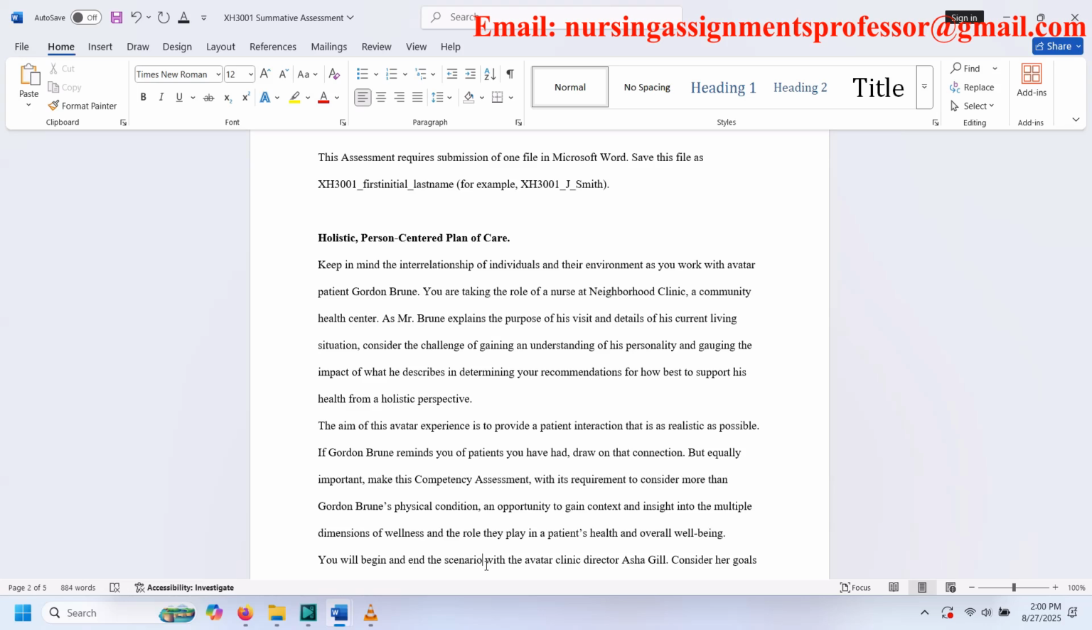The aim of this avatar experience is to provide a patient interaction that is as realistic as possible. If Gordon Brune reminds you of patients you have had, draw on that connection. But equally important, make this competency assessment, with its requirement to consider more than Gordon Brune's physical condition, an opportunity to gain context and insight into the multiple dimensions of wellness and the role they play in a patient's health and overall well-being.